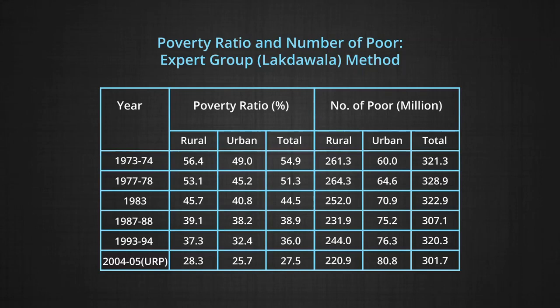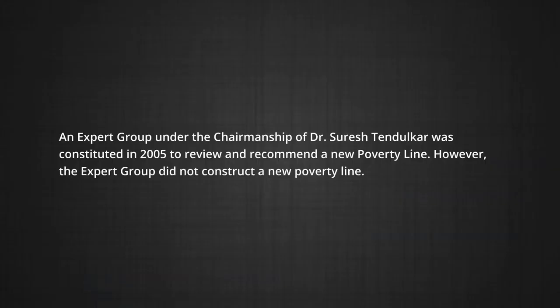In view of some inadequacies pointed out by the experts, an expert group under the chairmanship of Dr. Suresh Tendulkar was constituted in 2005 to review and recommend a new poverty line. However, the expert group did not construct a new poverty line.